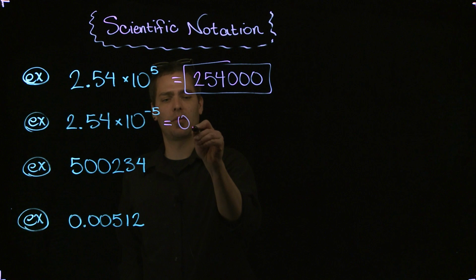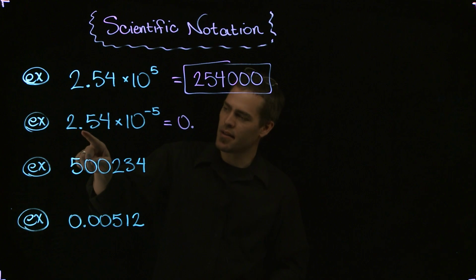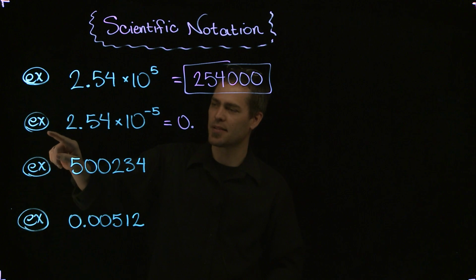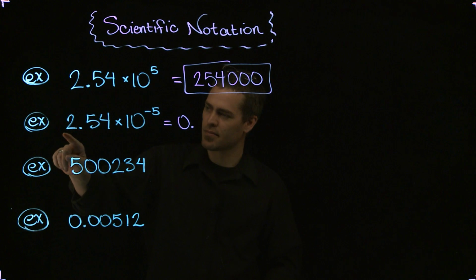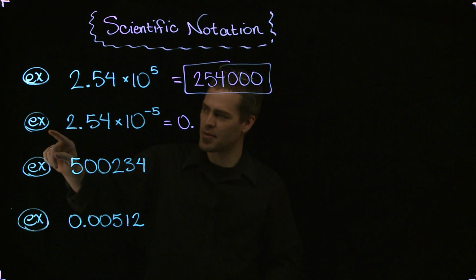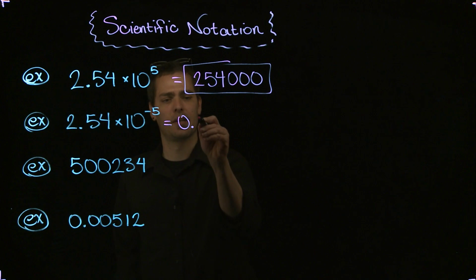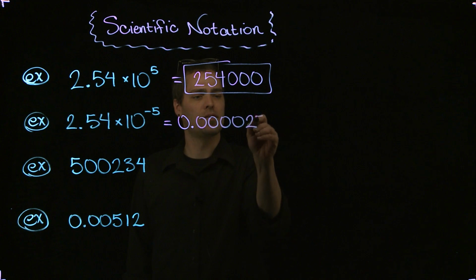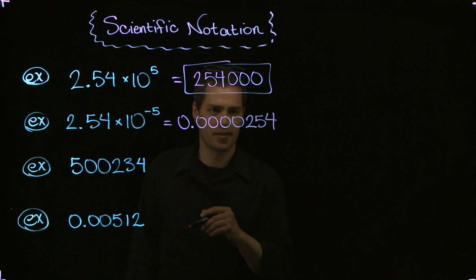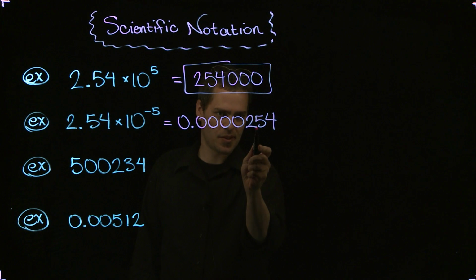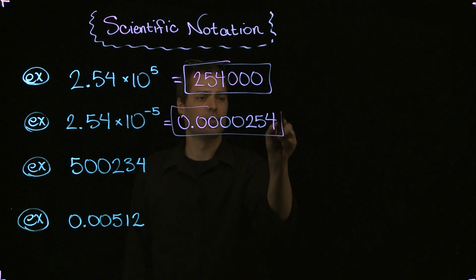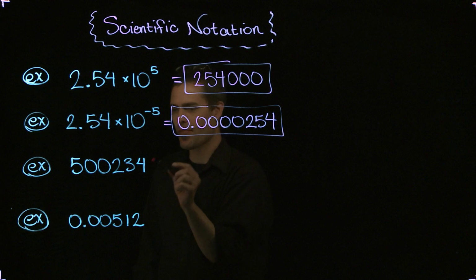So I'm going to put 0 point. How far do I have to move it to the left? From here, I have to move it 5 places. So the first one gets me here, and then those other empty places need to be taken up by zeros. So I've got 1, 2, 3, 4 zeros, and then 2, 5, 4. So again, just to check, this is where our decimal started. Times 10 to the negative fifth, I move it back 1, 2, 3, 4, 5. And there we go.